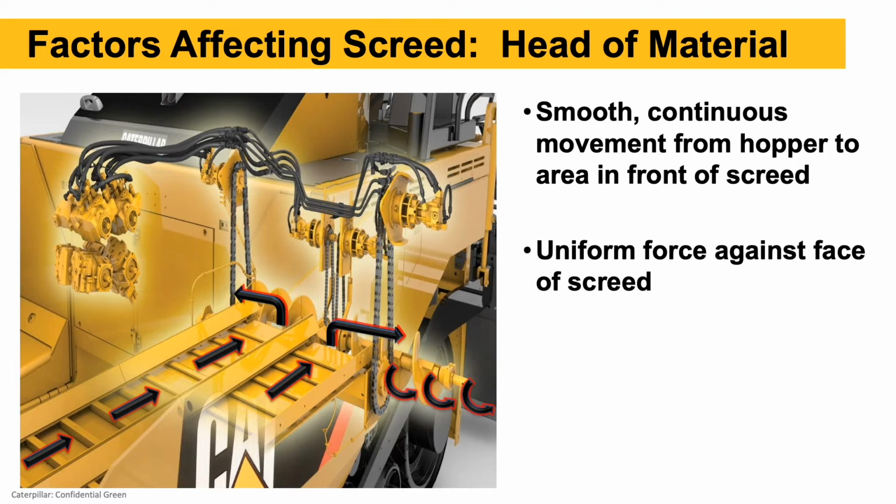Ideally, we want to have what we call half auger height, so we don't want to bury the augers in mix. We want to get a smooth, continuous movement of mix from the hopper back to the augers and across the face of the screed. Uniform force acting on the face of the screed there.